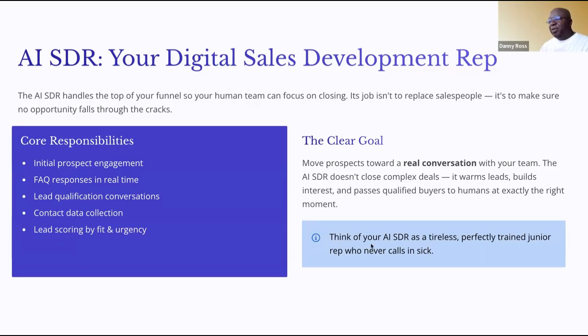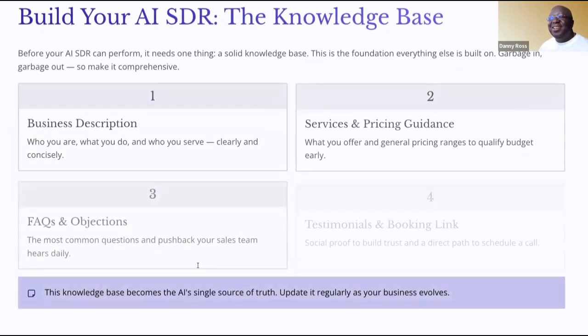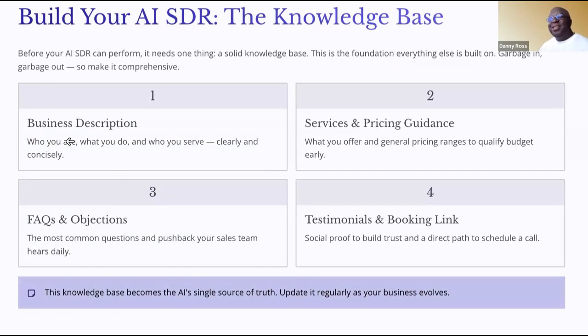All right, I like the way it's putting that. Think of the SDR, sales development rep, as a tireless, perfectly trained junior rep who never calls in sick. And that's the goal of using the AI as an employee. First thing we need to do is create a comprehensive business description that you can use to train your AI. You need to give it all of your services and pricing guidelines.